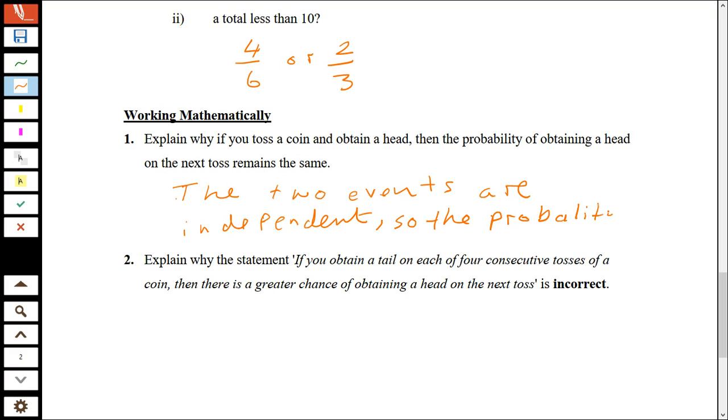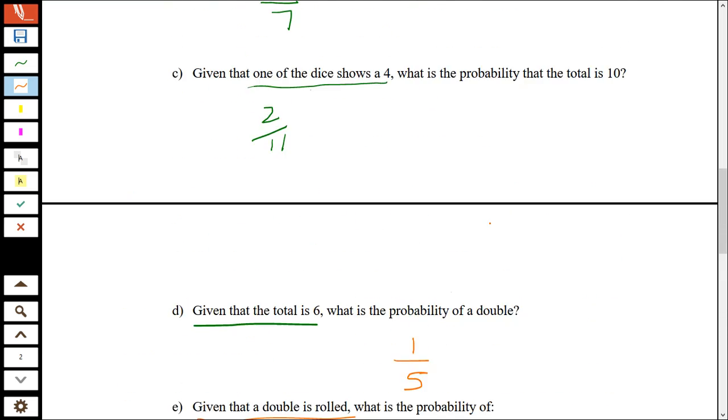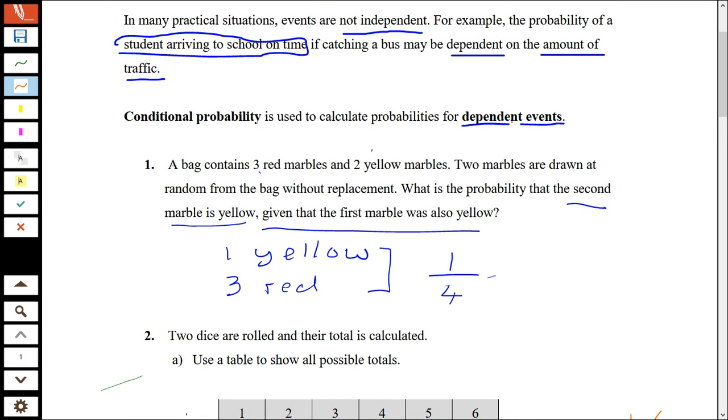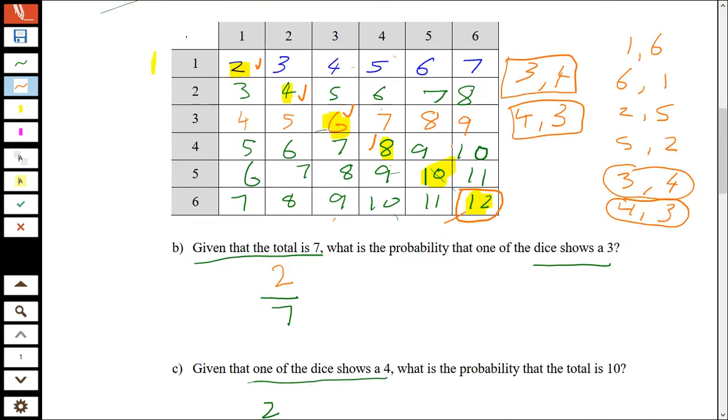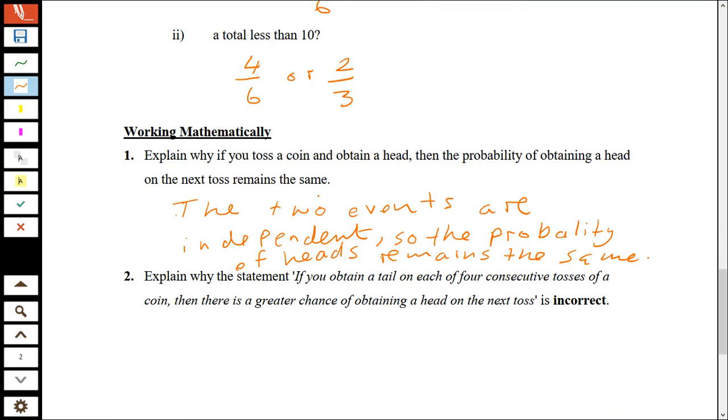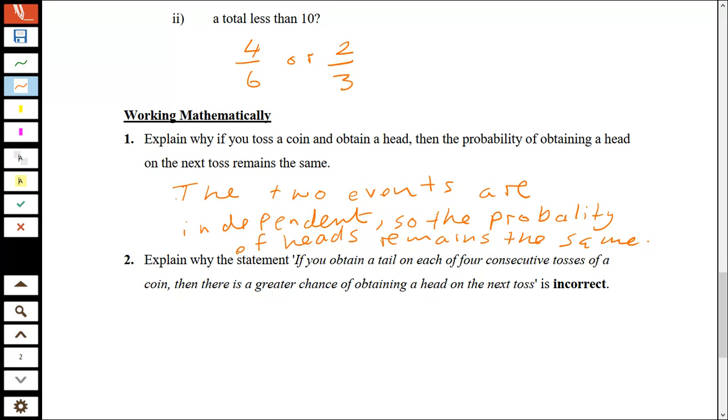Also, the probability of heads remains the same. Okay. Now, copy that down. Copy all of this down, actually, but going back to the top, remember, we're looking at dependent and independent events, and conditional probability only works for dependent events. So down here, the 2 events are independent, so the probability does not change on each toss of the coin.